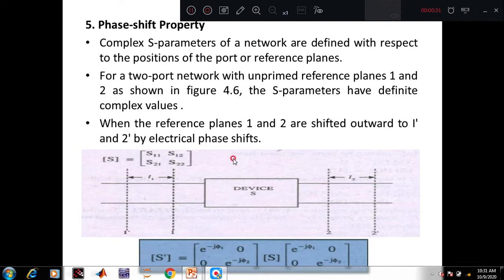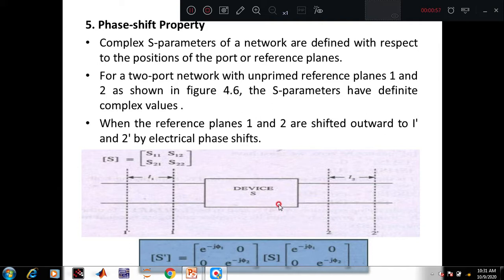So if you see this diagram, each microwave device has reference planes. Most of the time we use the ports: input port and output port. Input port is nothing but port 1, output port is nothing but port 2. And these ports are also considered as what? Reference planes. Reference plane 1 and reference plane 2, right?